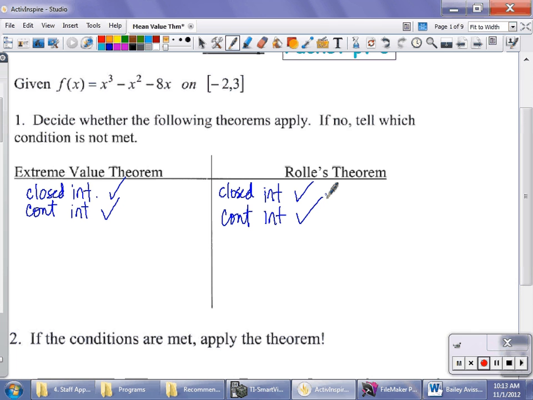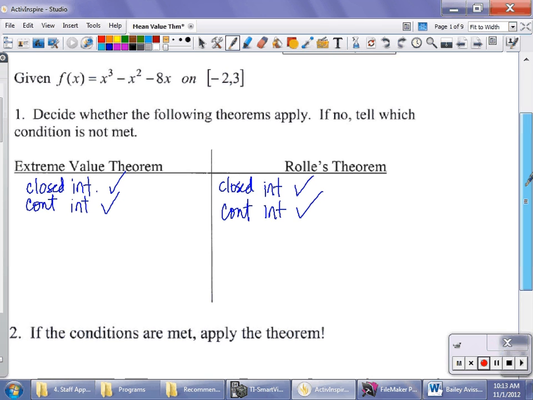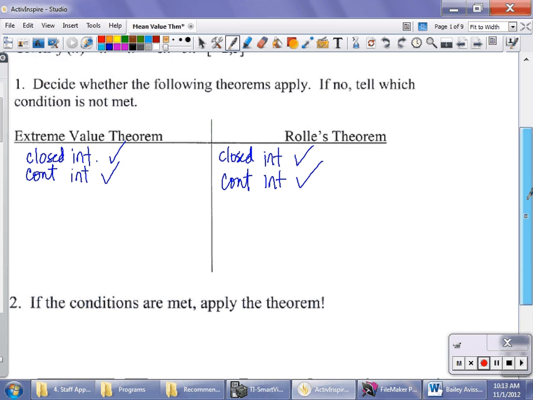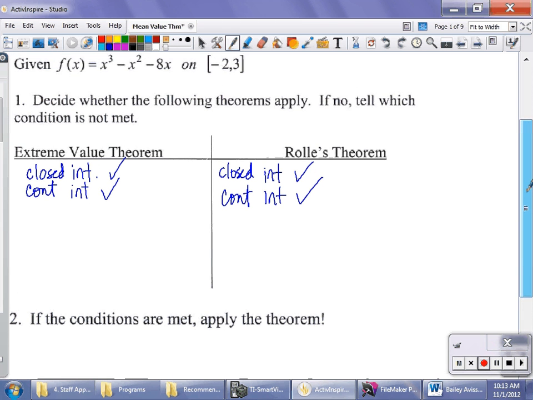So now we can determine the guarantee, what's promised by this theorem. Well, recall that if you meet the conditions for the extreme value theorem, the promise or the guarantee is that there will be an absolute max and an absolute minimum on the closed interval. So I'm going ahead with number two. If the conditions are met, apply the theorem.